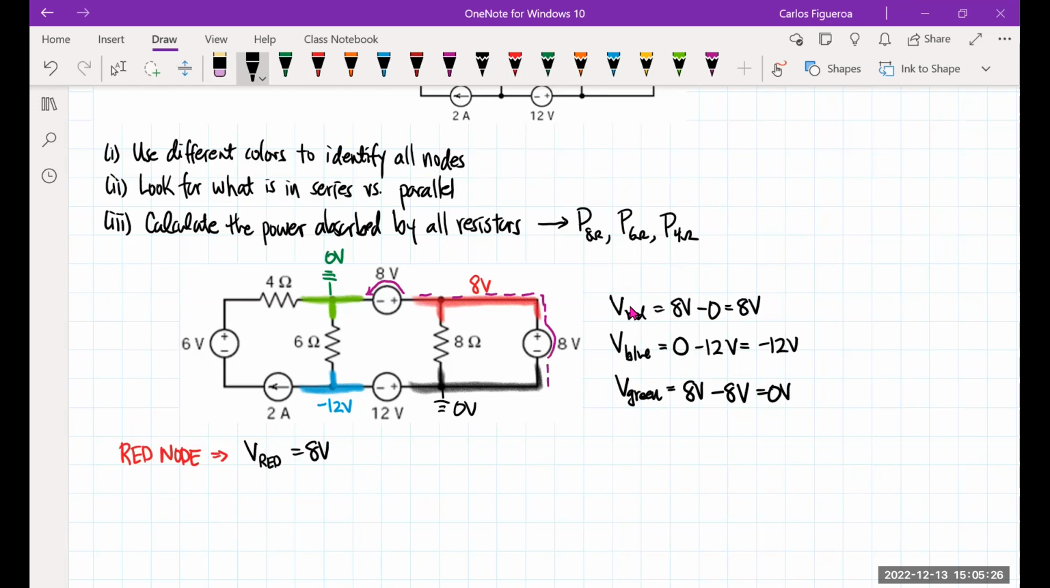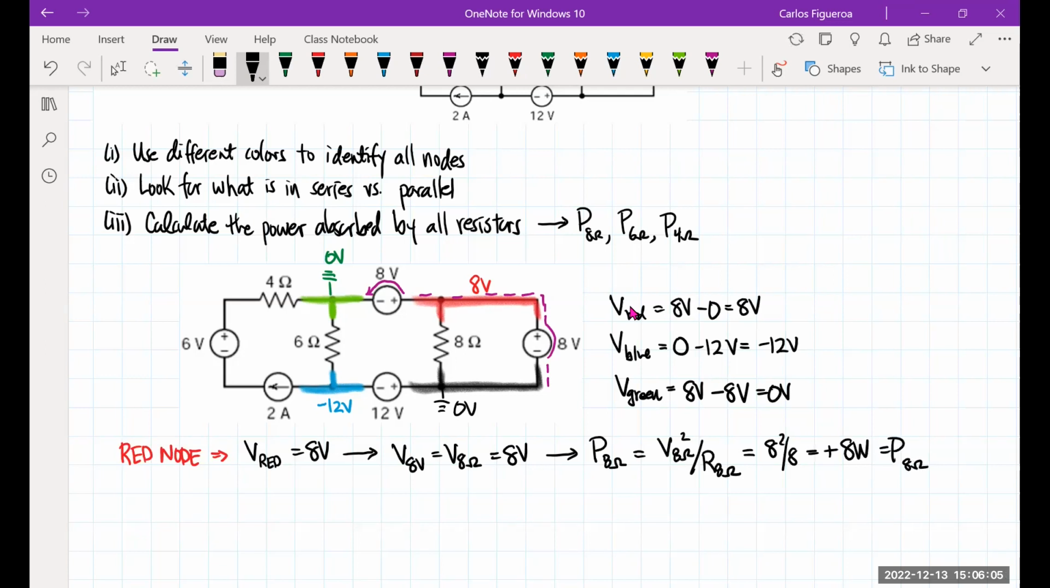So that means these two must be in parallel. If they're in parallel, that means the voltage of the 8 volt source has to be the same as the voltage of the 8 ohm, which now has to be 8 volts. So then the power of the 8 ohm has to be the voltage of the 8 ohm squared divided by the resistance of the 8 ohm. You can see this guy is going to be 8 squared divided by 8, which gives me 8 watts of power for the 8 ohm resistor.